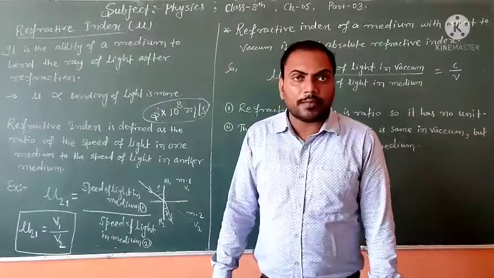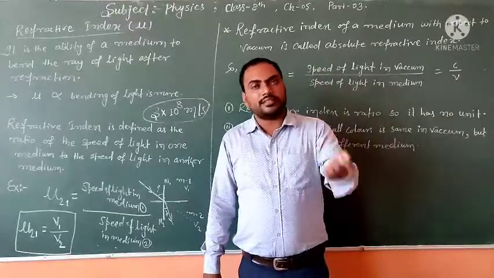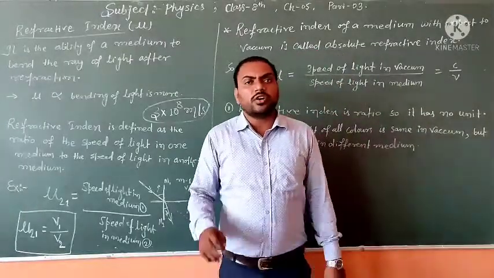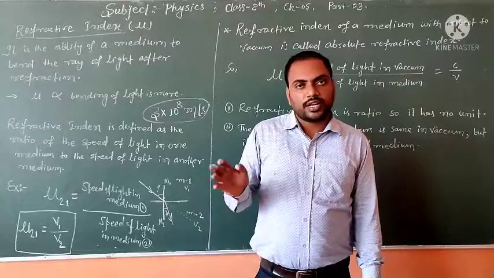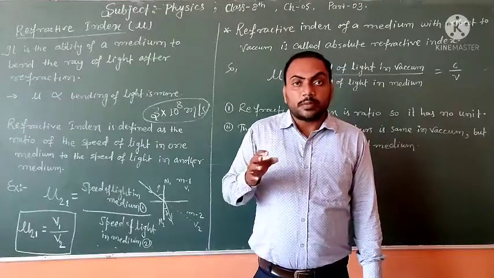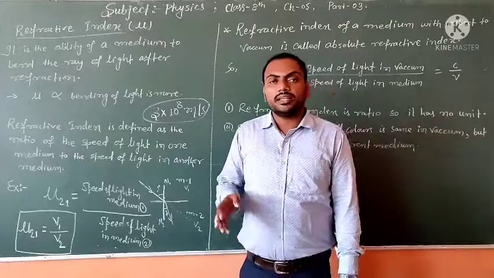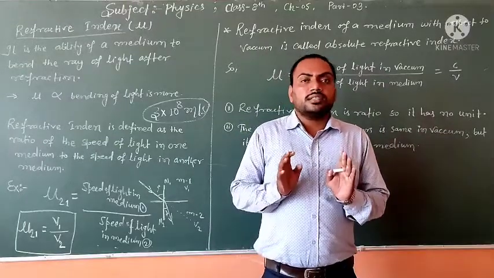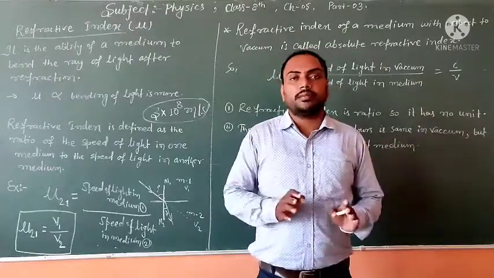But what happens if there is a medium, like water, air, or diamond, anything that comes across the path of light? Then the speed of each of the 7 colors of light changes. The speed of red is the highest, while the speed of violet is the lowest. That's why the bending of violet light is more. So simply, the speed of different colors of light in a particular medium changes.